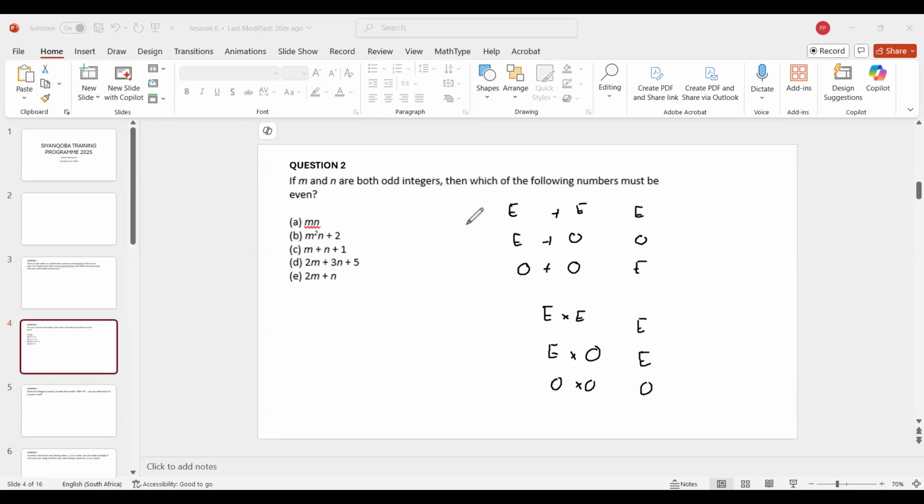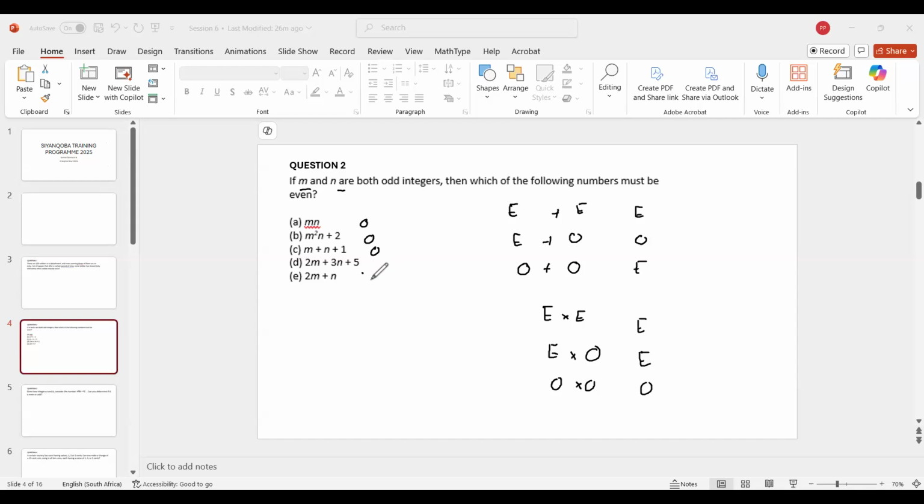So this question says, which of the following numbers are even? Both m and n are odd. So here you have odd times odd, so this is odd. Here, both are odd, so m squared is odd, and when you add an even number to that, it's still odd. And here m and n are both odd, so m plus n is even. You have 1 plus an even number, so that's again odd. And here you have 2m. 2m is even because it's multiplying by 2.